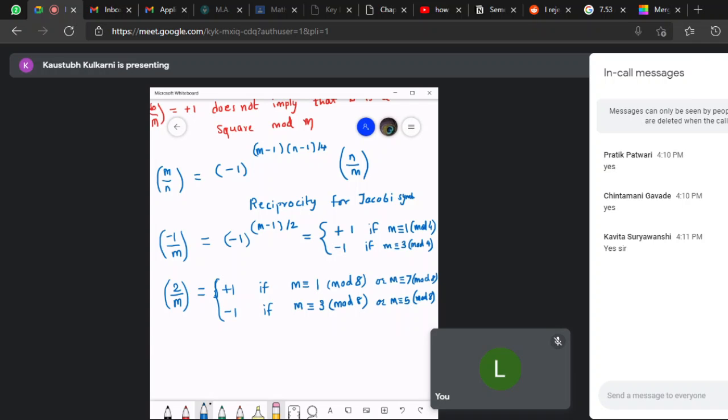Okay, so this is the reciprocity and these are the supplementary laws. This is the supplementary law for -1 and this is the supplementary law for 2.